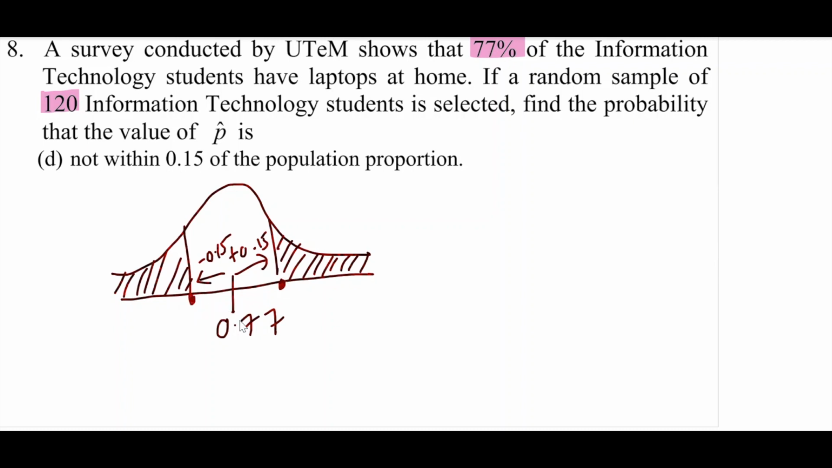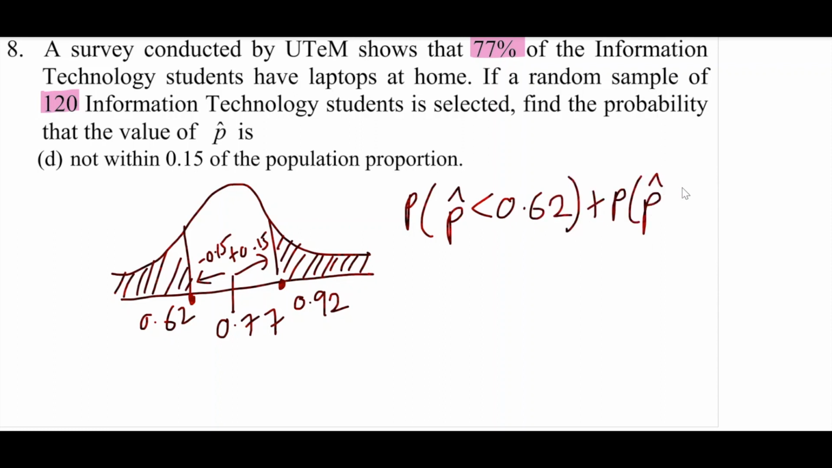So this value will be 0.77 minus 0.15, which is 0.62. And this value will be 0.77 plus 0.15, which is 0.92. So I would do the probability of p hat less than 0.62 plus the probability of p hat greater than 0.92.